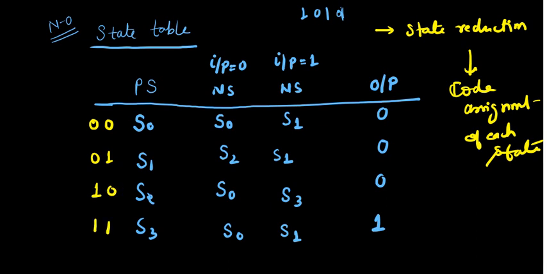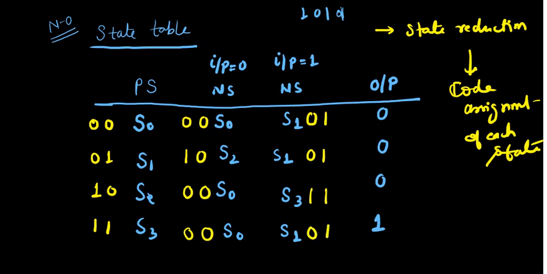So we will just write 1, 2, 3, 4. We'll assign the numbers. We have to replace S0 with 00, S1 with 01, S2 with 10, S3 with 11. So these are the states. Now we have assigned the binary values, or the binary code, to each state.